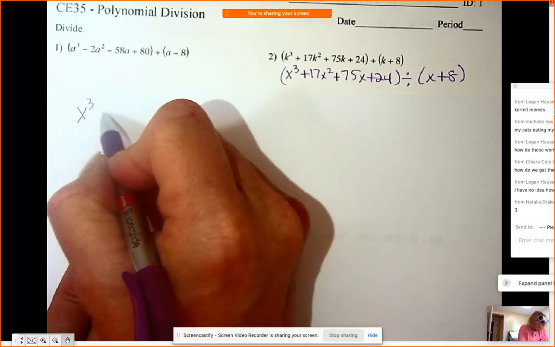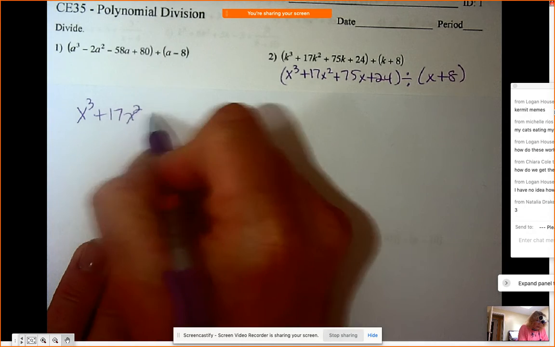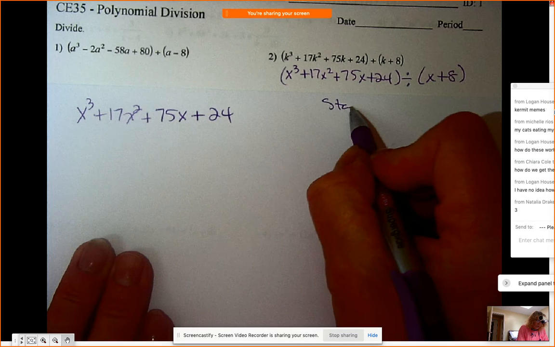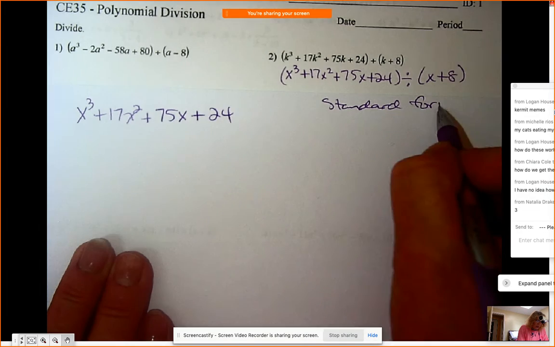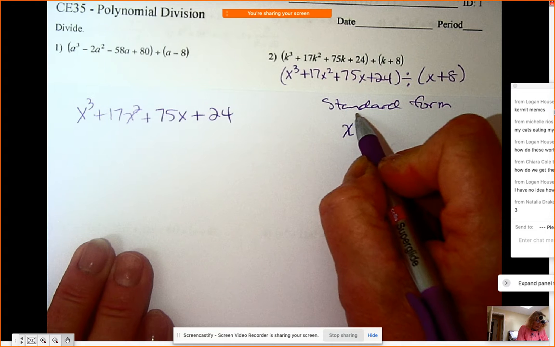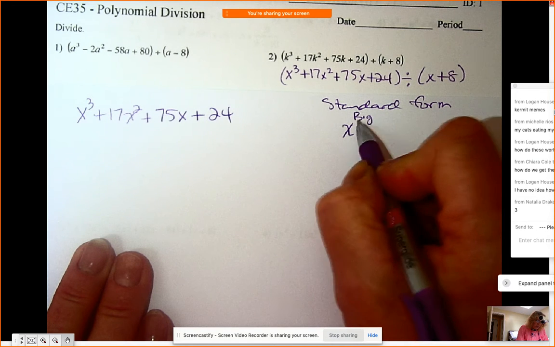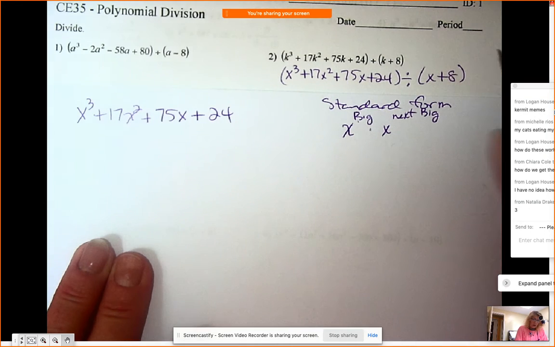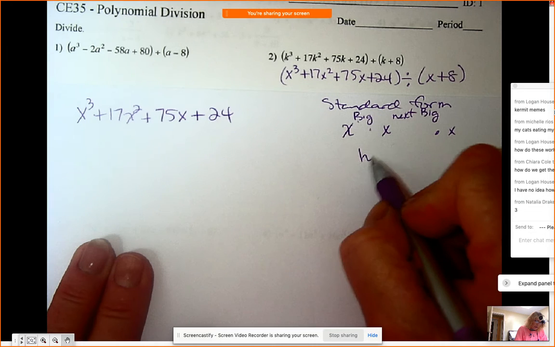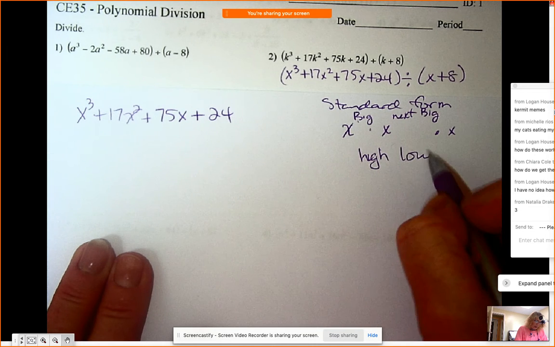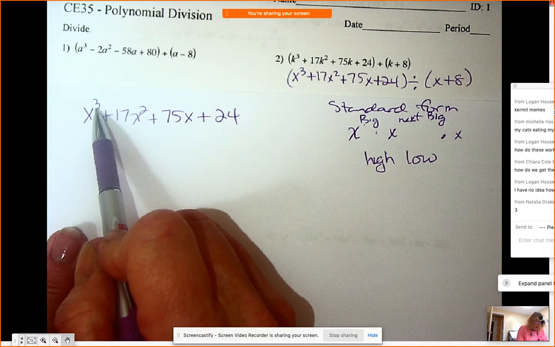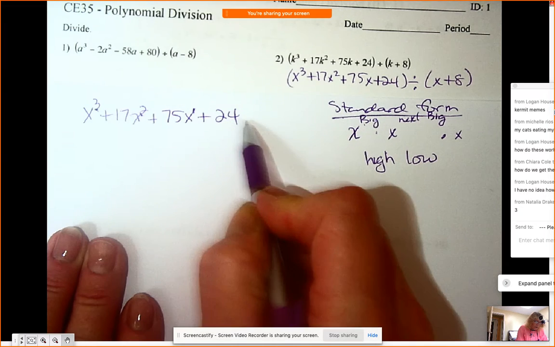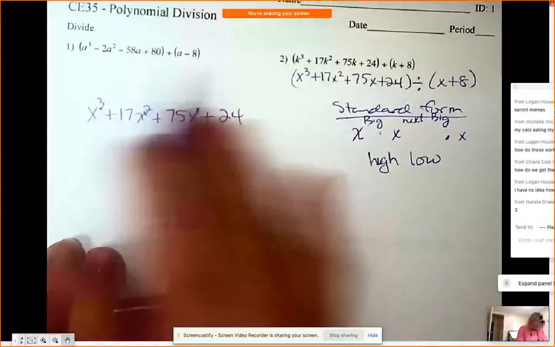The first step when you are doing division is you need to make sure that the polynomial is written in standard form. Remember, standard form is highest exponent first. Biggest number here, x to the biggest number, and then x to the next biggest. So it's high to low. So we've got x to the third power, the second power. That's what I mean by standard form. 3, 2, 1, and then there's none here. So this is already in standard form.